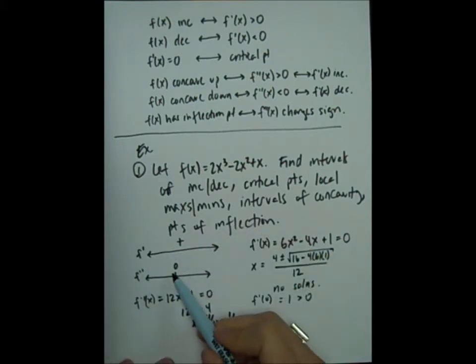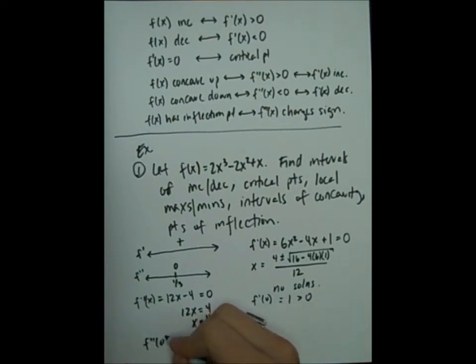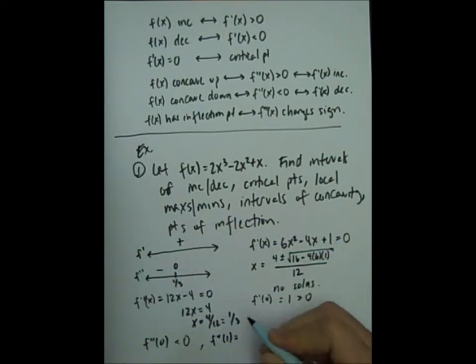Now I'm going to test something to the left of it, so maybe I'll test 0. If I test 0, I'm going to get negative 4, which is negative. And now I'll test something to the right of it. How about 1? If I put in 1, I'll get 12 minus 4, which is 8, definitely positive.